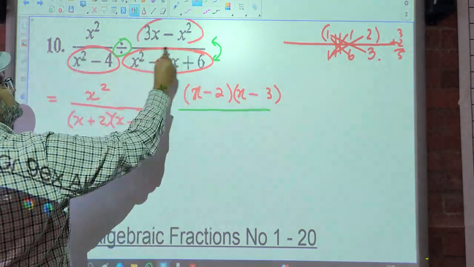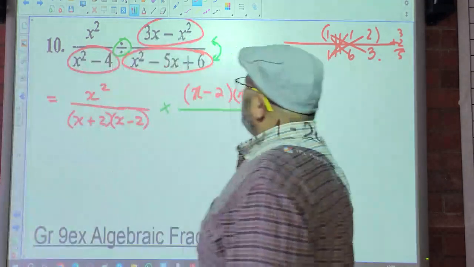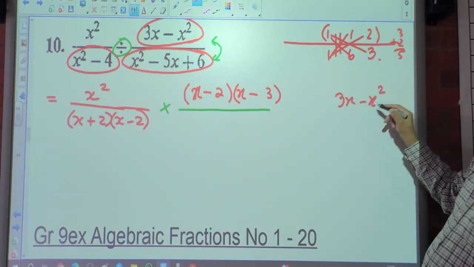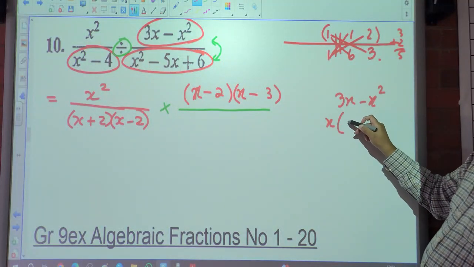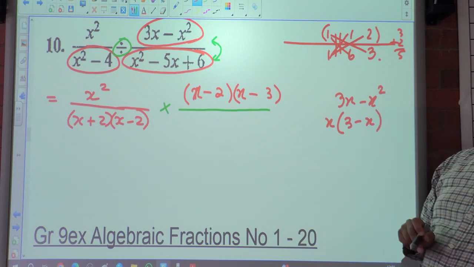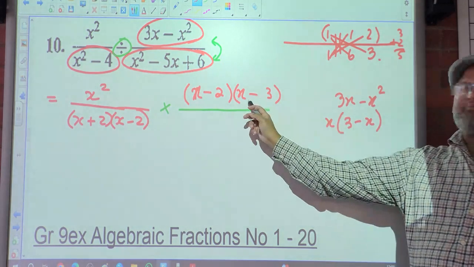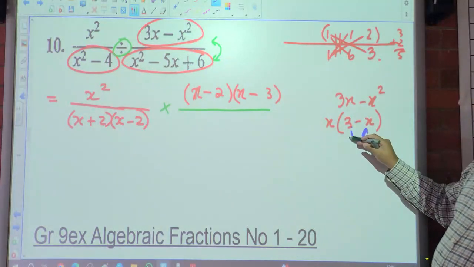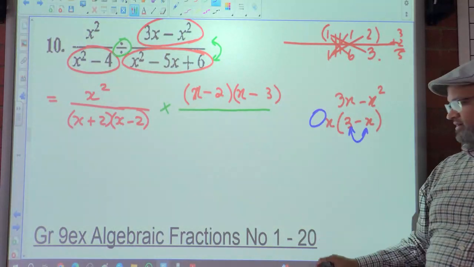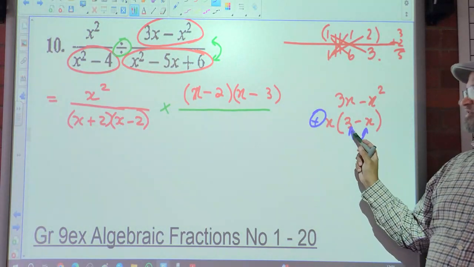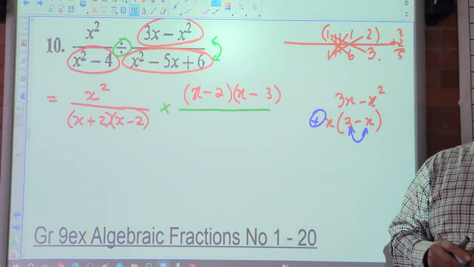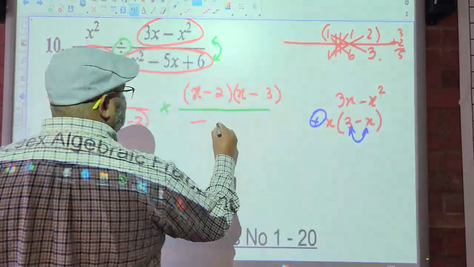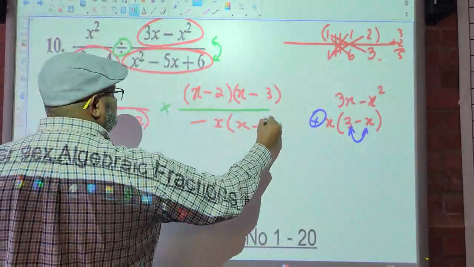Look at the top here. We've got 3x minus x squared. Common factor of x. So I'm left with 3 minus x. You all agree with that? So is 3 minus x the same as x minus 3? No. So what do I need to do? Swap that around. If I swap it around, what's going to happen? A negative is going to come out. So you're going to make this positive and negative. You all agree with that? So it's going to be negative x into x minus 3.